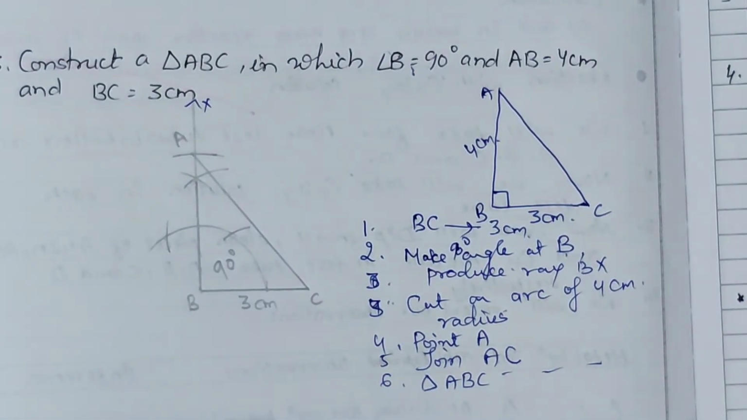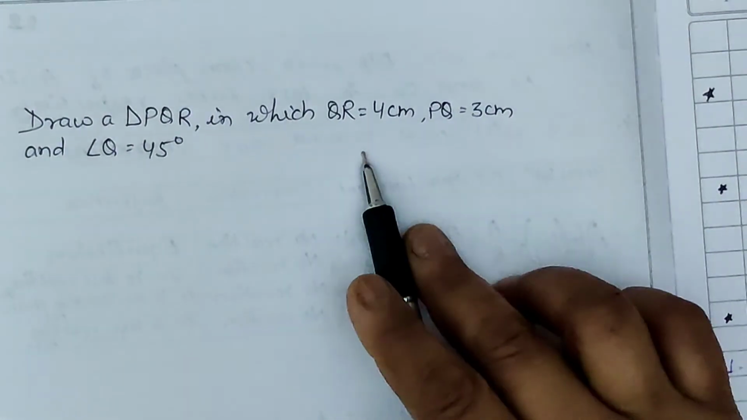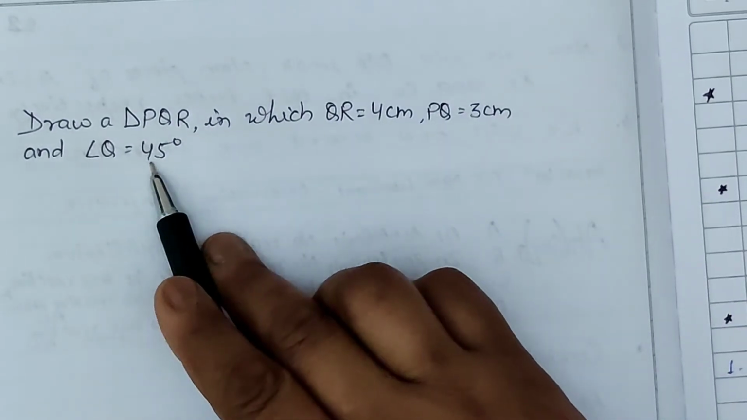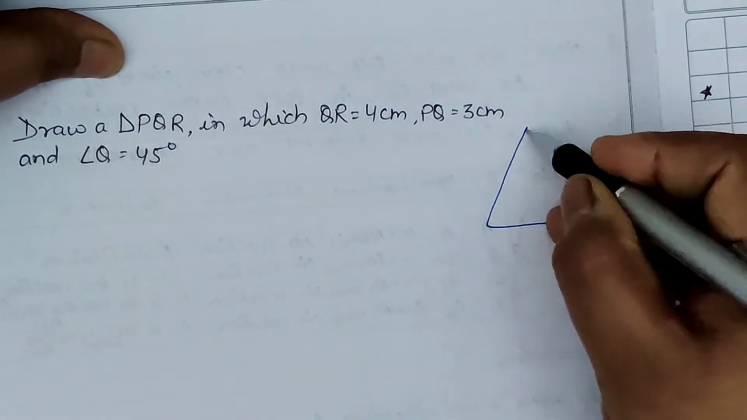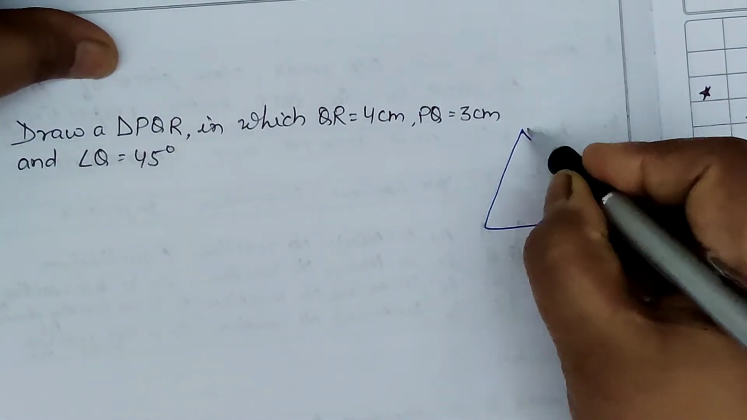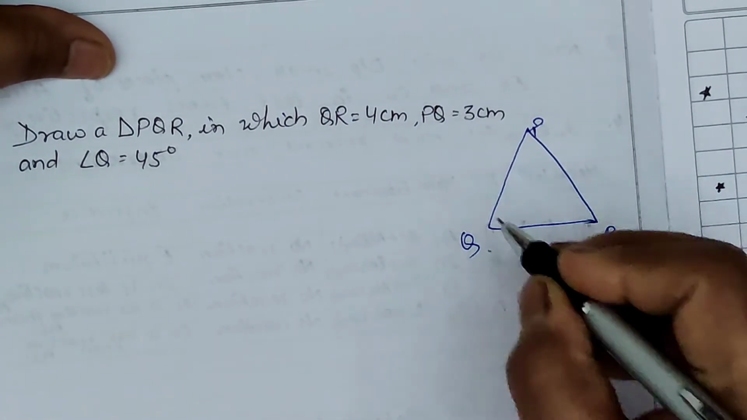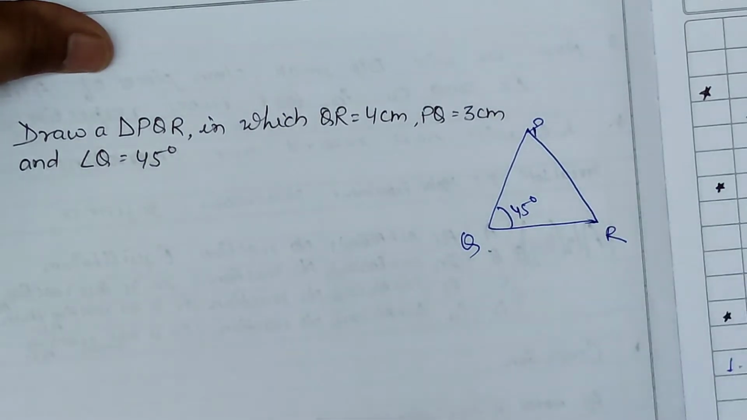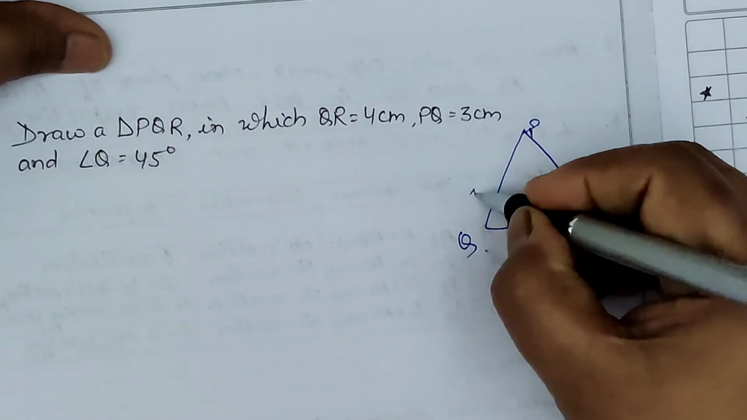Next, question number 4: draw a triangle PQR in which QR equals 4 centimeters, PQ is 3 centimeters and angle Q equals 45 degrees. This is the rough figure, P, Q and R. Here is the angle of 45 degrees at Q, QR is 4 centimeters and PQ is 3 centimeters.